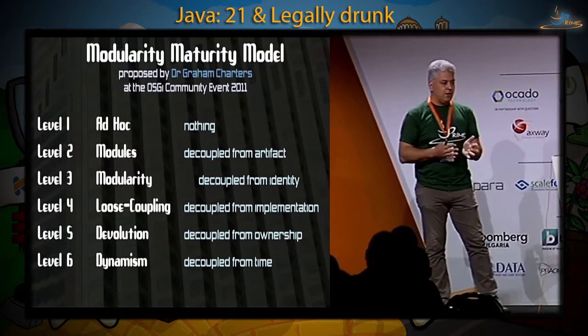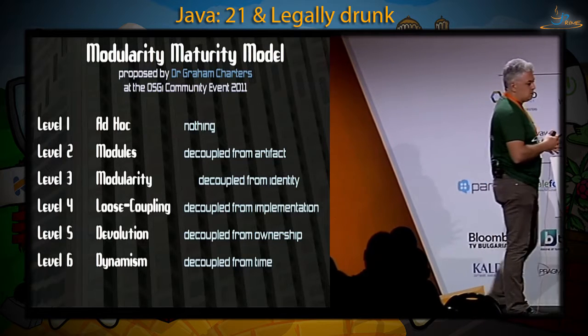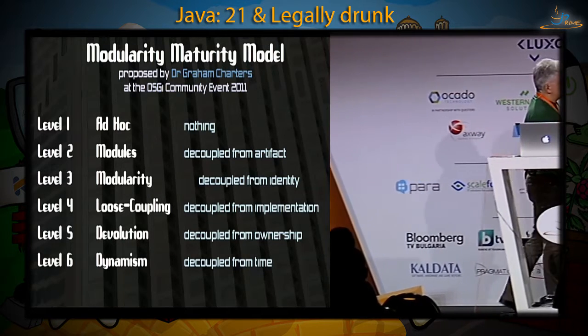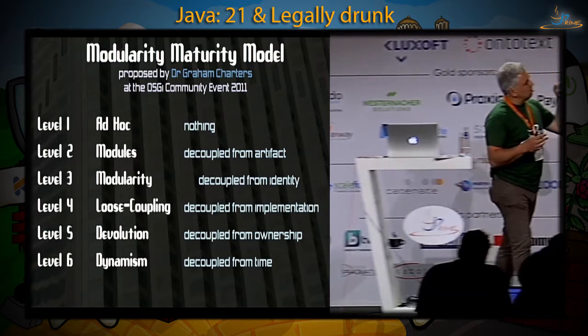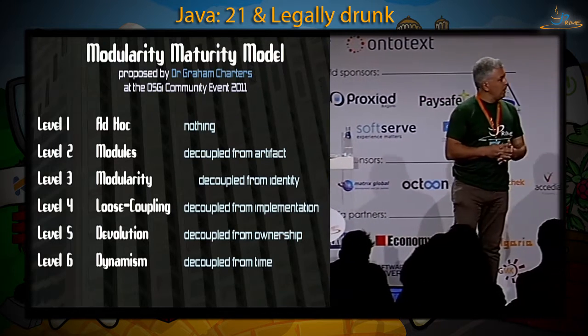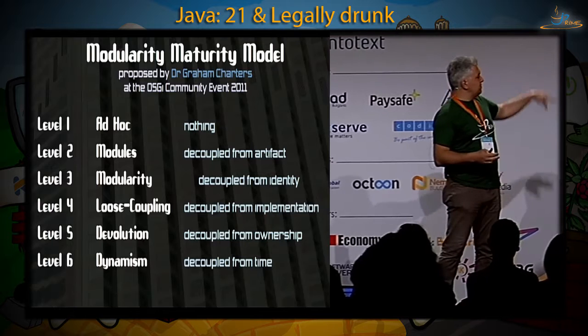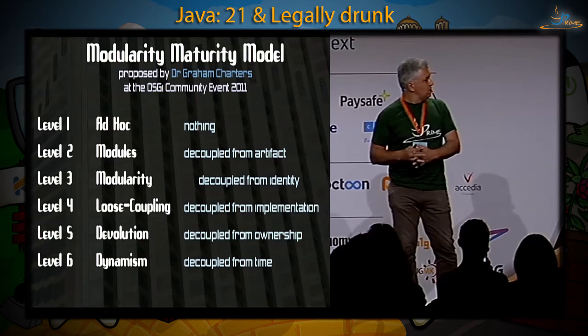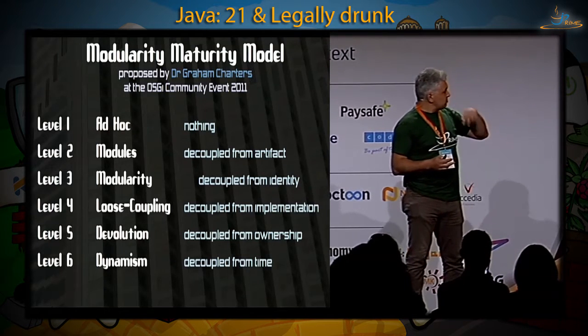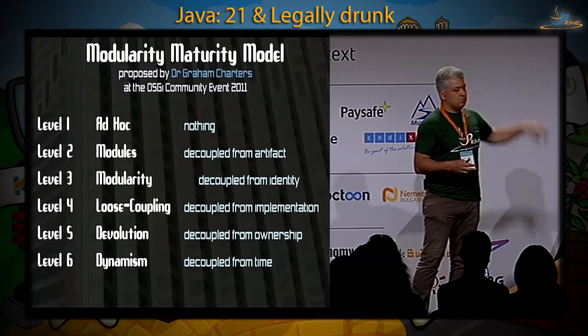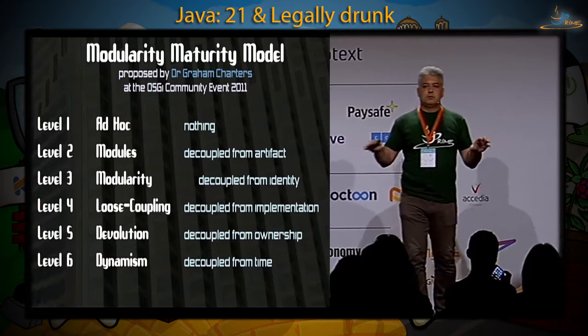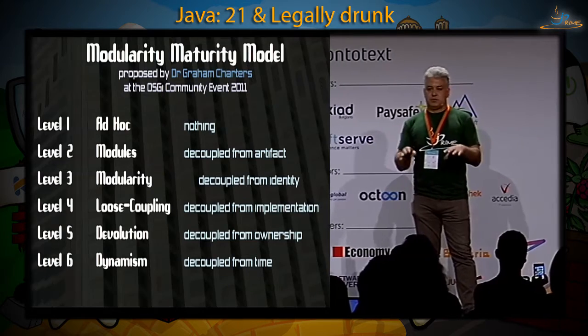This is something that Dr. Graham Charters introduced at OSGi Community Event 2011. And it defines six levels of modularity. So at the first level, you basically have no modularity. So this is how you build Java apps probably today.